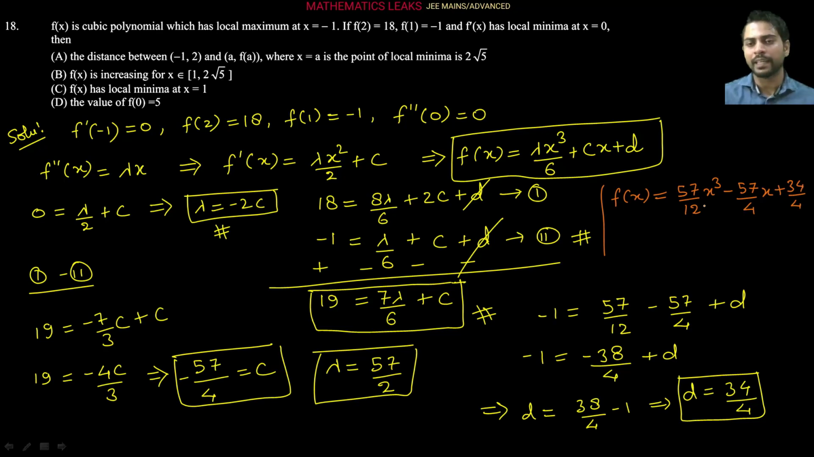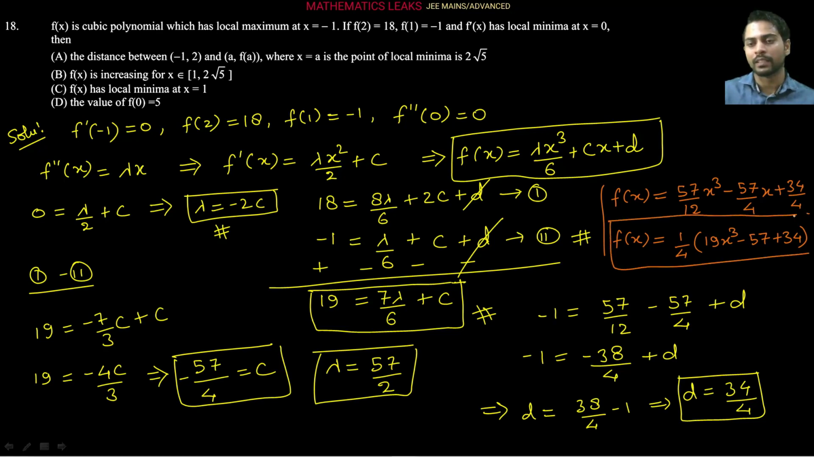So further we can write down this data in a simplified manner as f of x is equal to 1 by 4, we are taking common. So it is here 19 x cube minus 57 x plus 34. So this is our f of x, right? This is our f of x.